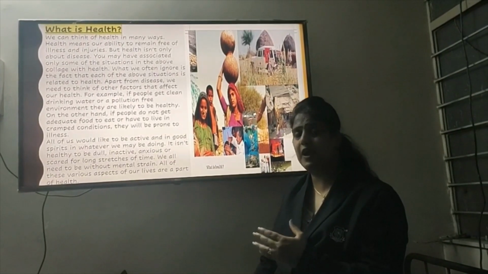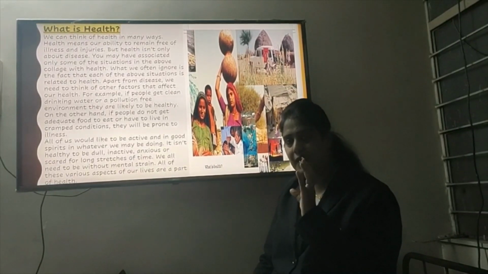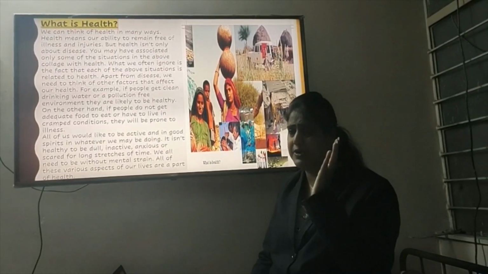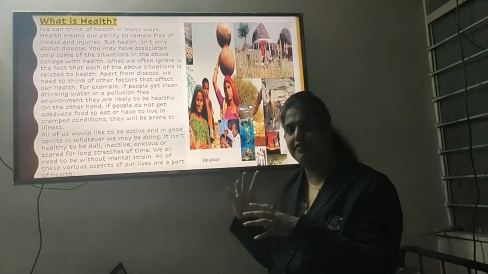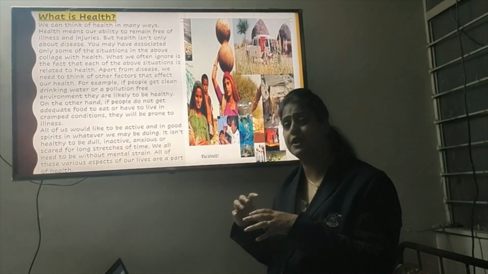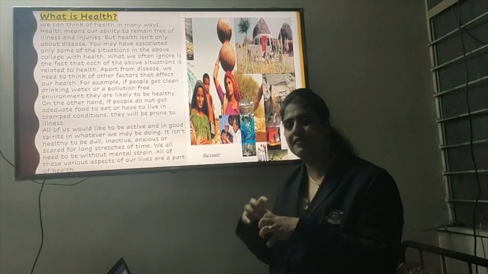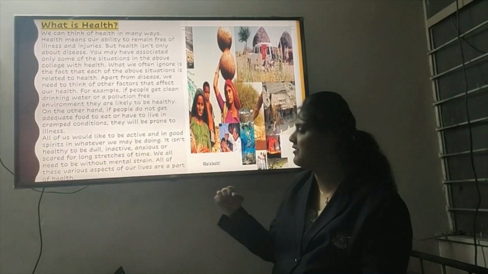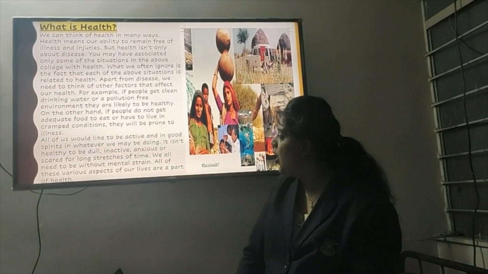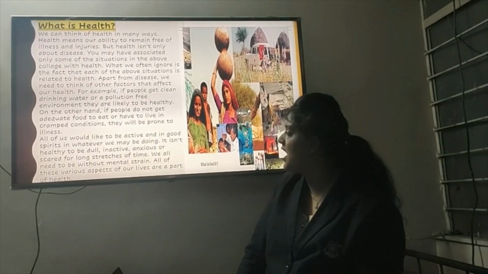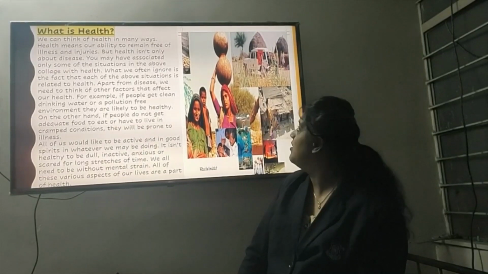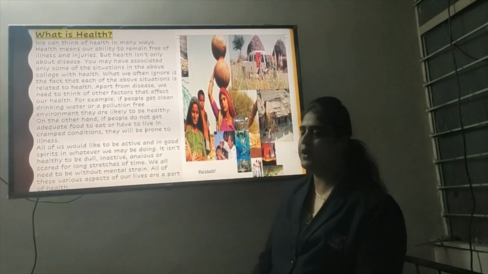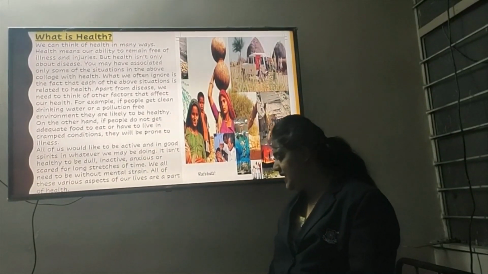An individual has to be sound in both ways. He has to be sound in the mental aspect also, where he has to be fit in the brain. You should not allow your feelings to rule your brain. So you have to be mentally fit along with your physical fitness. All of these various aspects of our lives are part of health. So you can see the collage over here that defines the broader meaning of health. Let us slide ahead.